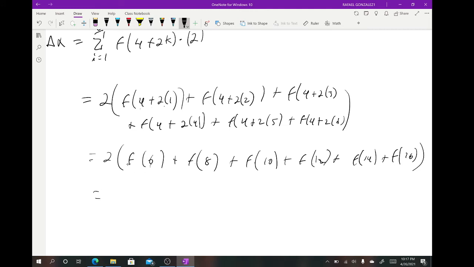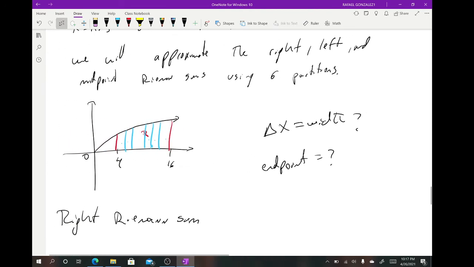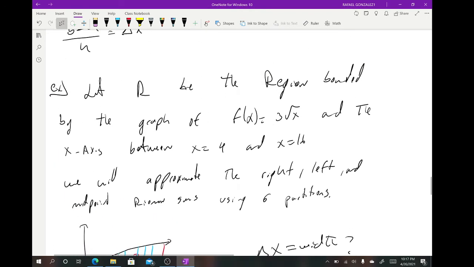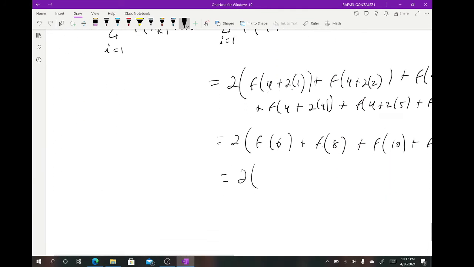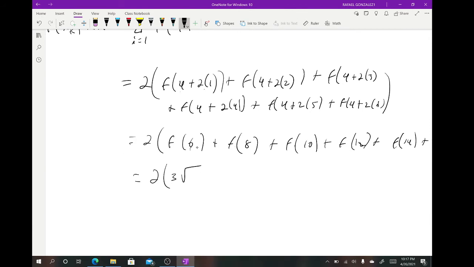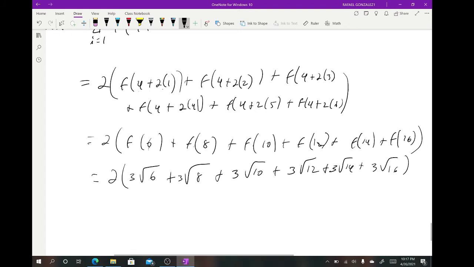All right, so let's see what we have. Remember f was given to us originally to be 3 times square root of x. So we have f of 6, that's 3 times square root of 6, plus 3 times square root of 8, plus 3 times square root of 10, plus 3 times square root of 12, plus 3 times square root of 14, plus 3 times square root of 16. So what do we have here?